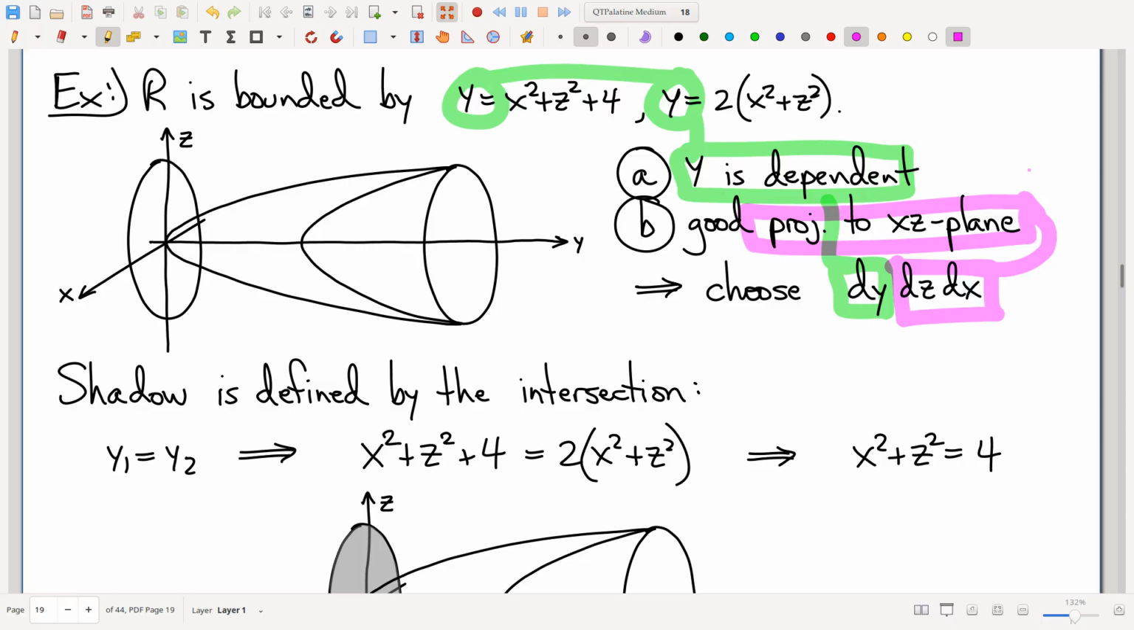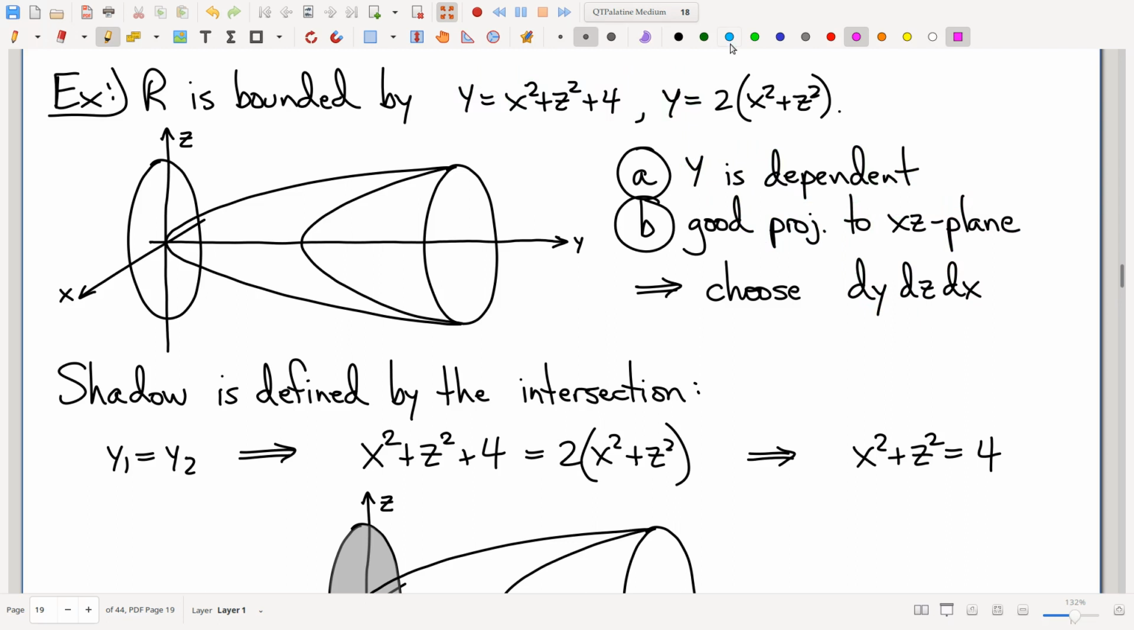Does it matter if the x comes first or something? It doesn't in this case, but sometimes it does. For the example, yeah. Right. In this case, I don't think it matters. Okay. So the shadow.